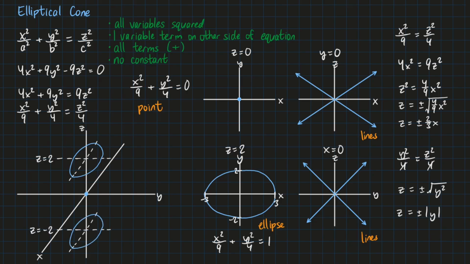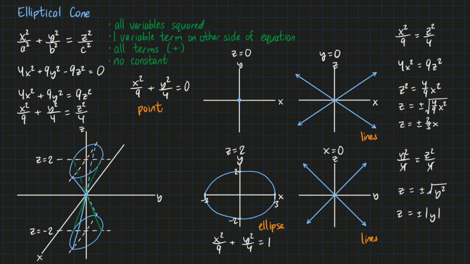Now we can put on the xz trace. And then the yz trace I'm going to do in green so we can differentiate the lines. Keep in mind, all the lines for the xz trace and the yz trace pass through the origin. And this is the sketch for an elliptical cone.